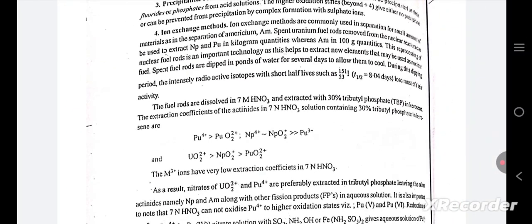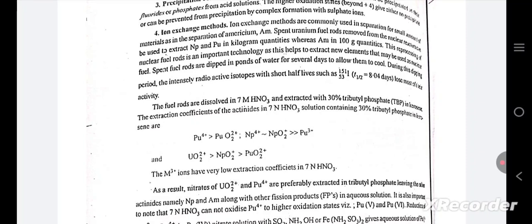Ion exchange methods are commonly used in separation for small amounts of materials, as in the separation of americium. Spent uranium fuel rods removed from the nuclear reactors can be used to extract Np and Pu in kilogram quantities, whereas Am in 100-gram quantities.